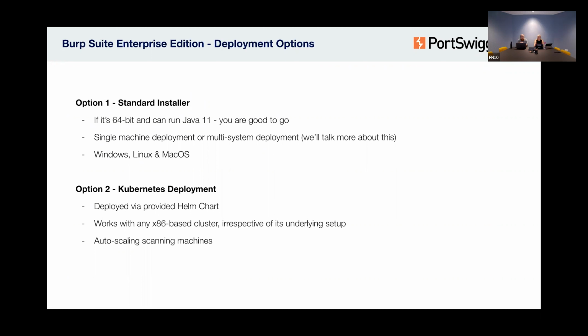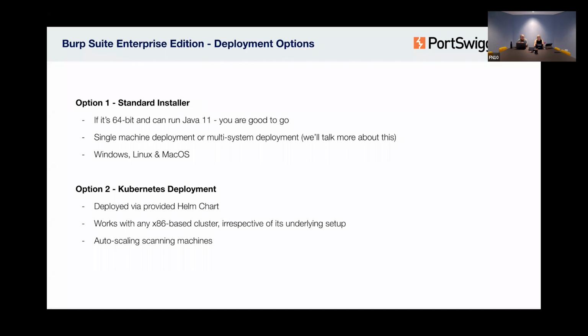If your preference is something more around containers, then as we mentioned, we've got the new Kubernetes deployment, and this is provided via a Helm chart. That's going to work with any x86-based cluster. There are some basic prereqs that you need to meet, but the idea is we're not sort of hamstringing you in terms of what that infrastructure needs to look like.